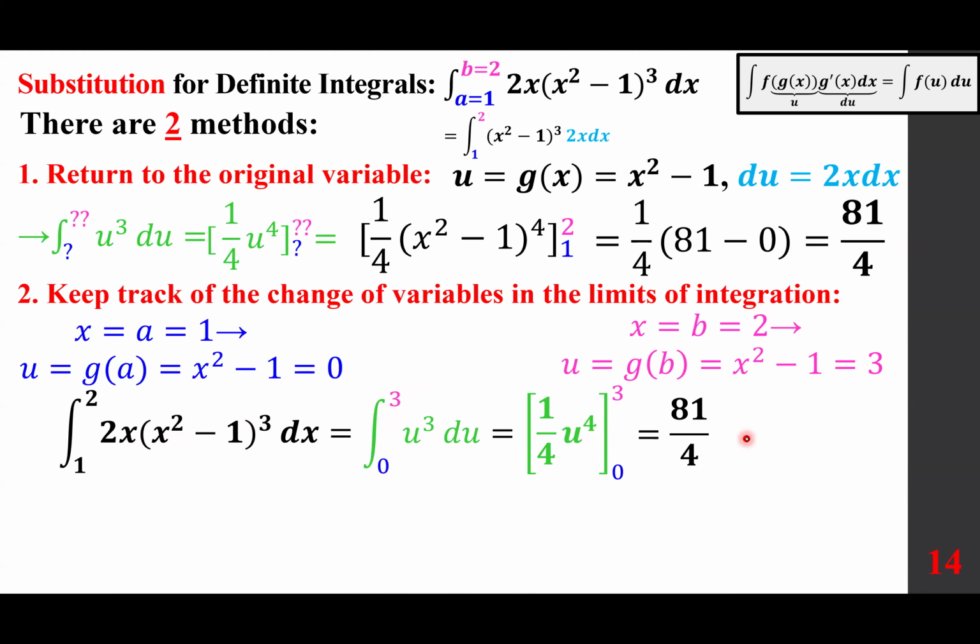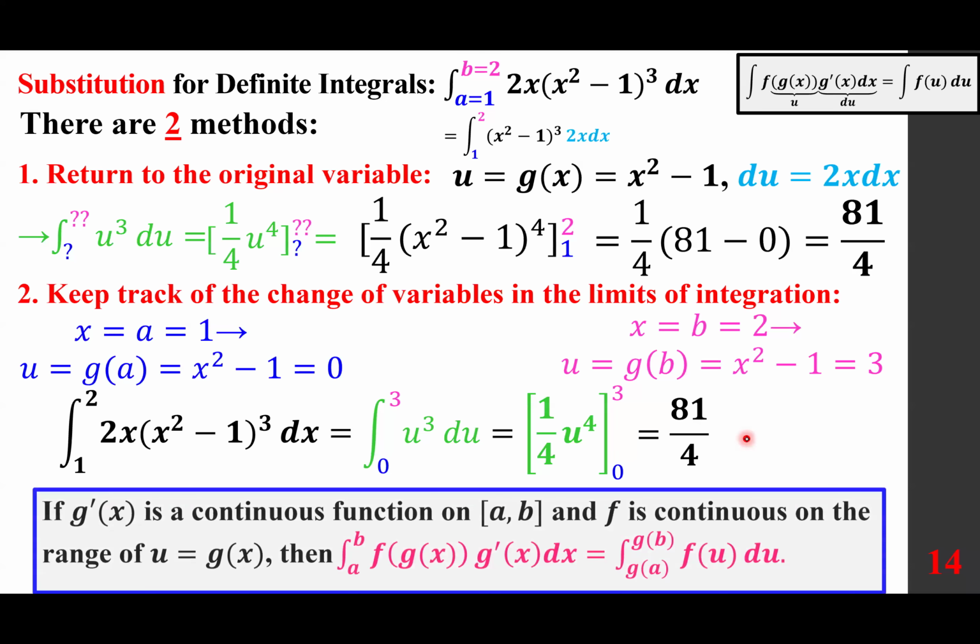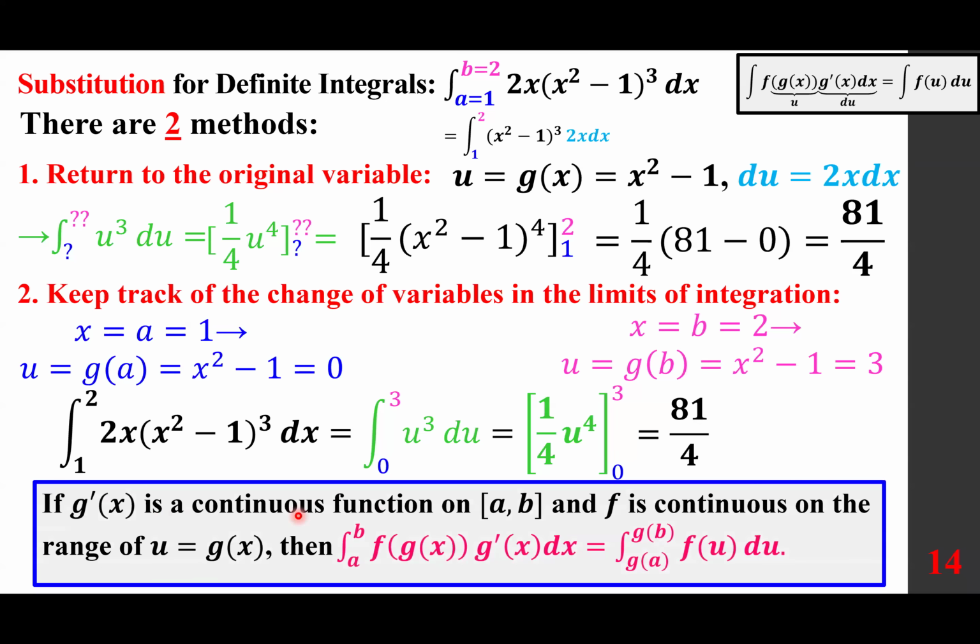Which gives rise to the following theorem. If g prime is a continuous function on the interval of a to b, and f is continuous on the range of u equals g of x, then the integral of a to b of f of g of x times g prime of x dx is the integral of g of a to g of b of f of u du, which simply means keep track and come up with the new limits. That's all it means. Okay.